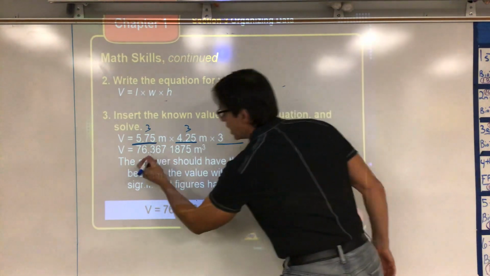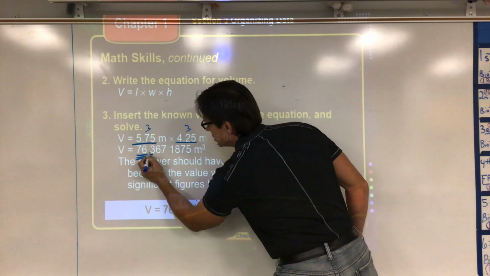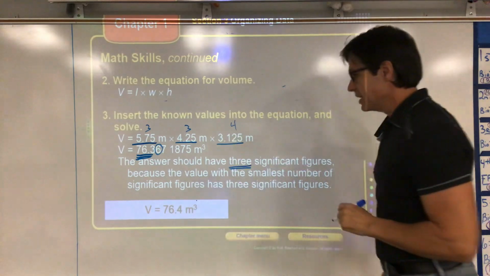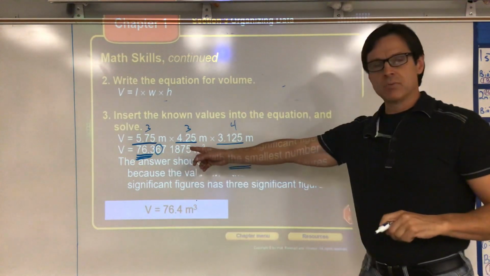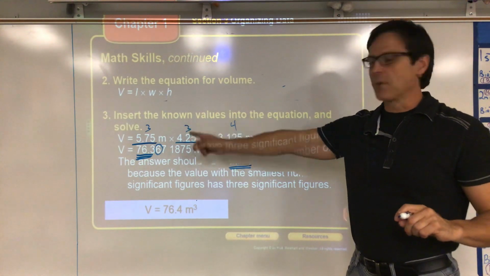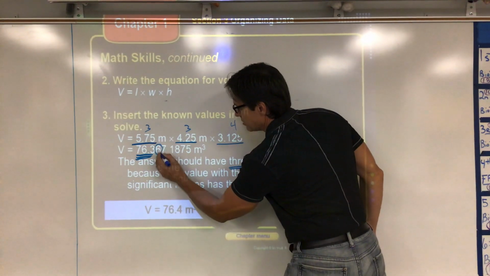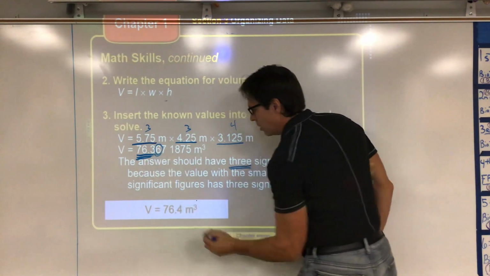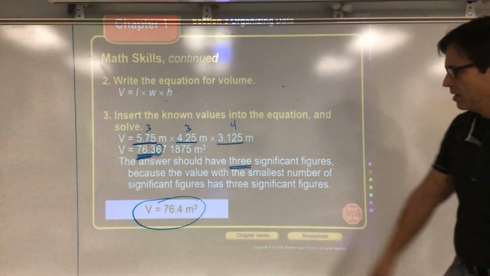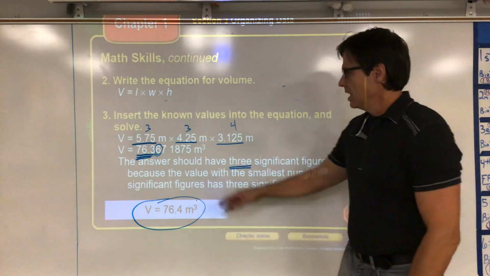And so here's my giant answer. So here's my first 3 sig figs, right? 76.3, so that means in the rules of rounding, I look at that 6, and what is the rule? 0 to 3 stays the same, 4 and up, round up, okay? So that means this 6 tells me I need to round the 3 up to a 4. So that's where I got 76.4 meters cubed. Okay? All right?